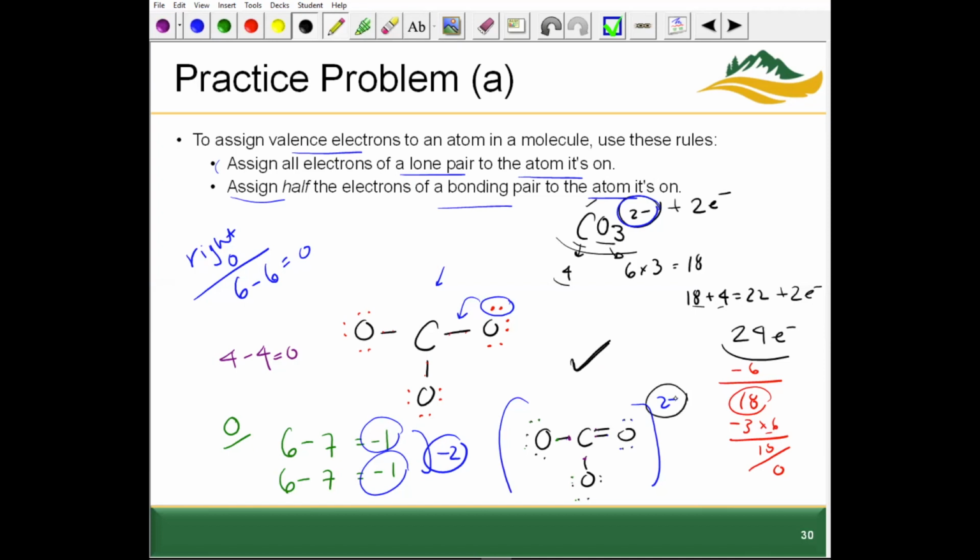All the formal charges total up to -2. All the atoms have a complete filled octet, and the atoms with a negative formal charge are the more electronegative atoms. Oxygen is more electronegative than carbon, so this structure checks out.